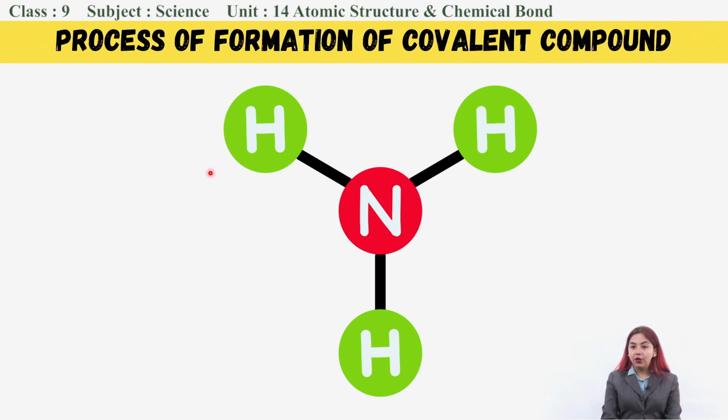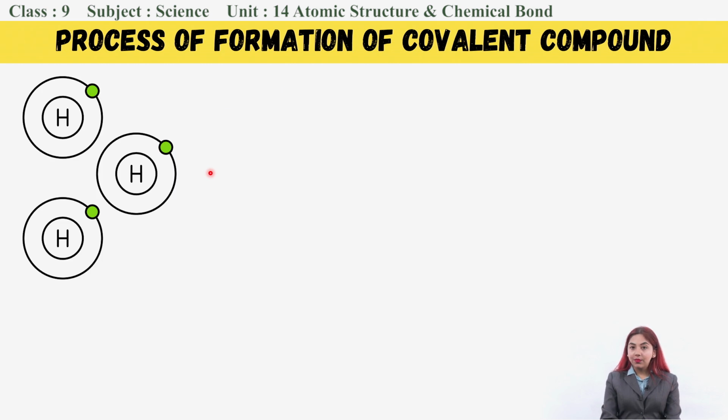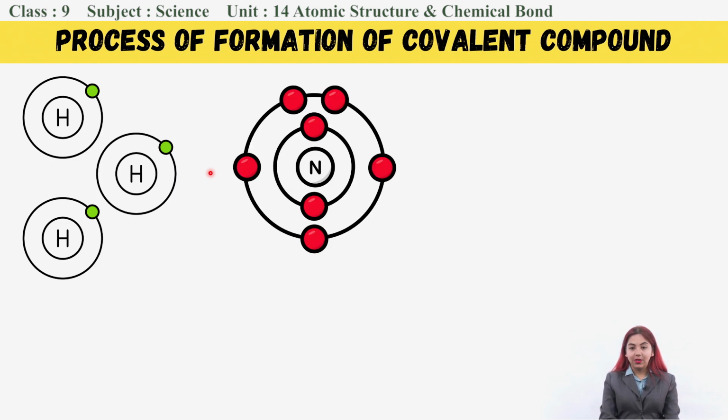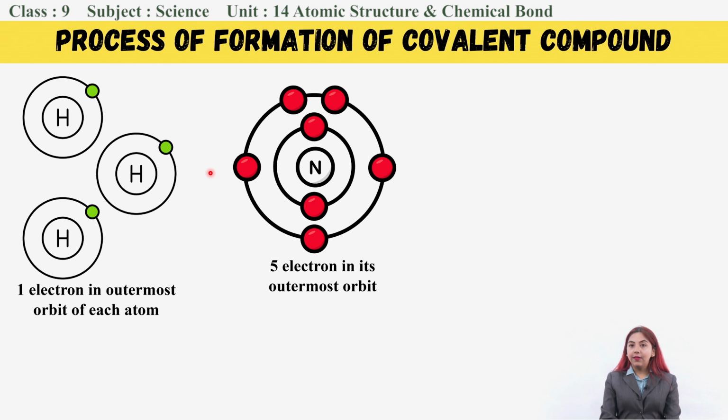Now let us take another example, that is ammonia. Ammonia has a molecular formula of NH3. So it contains 3 atoms of hydrogen and 1 atom of nitrogen. Now a hydrogen atom has 1 electron in its outermost orbit, while nitrogen has 5 electrons in its outermost orbit. So each hydrogen atom needs 1 electron to reach the duplet state, whereas the nitrogen atom needs 3 more electrons in its outermost orbit to reach the stable octet state.